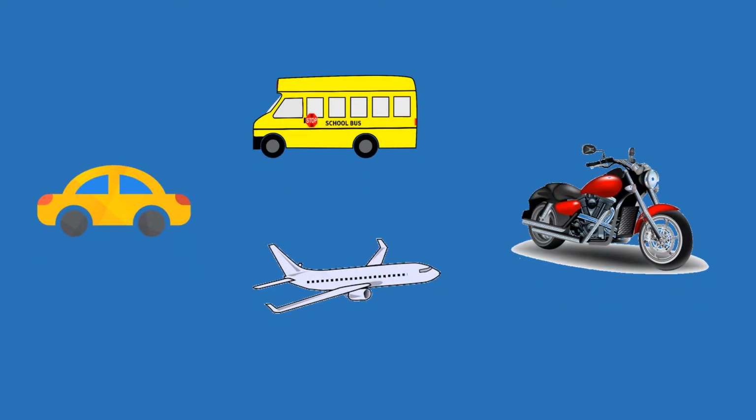Now take a look at these pictures. This is a car, a bus, a motorbike, and an aeroplane. Can you tell me which is the odd one out? Here we are going to cross the odd one out. We are going to put a cross mark. The plane. The plane is the odd one out because all the other vehicles run on the road. Only the plane is a vehicle that is in the sky. It flies in the sky, and that is why this is the odd one out.